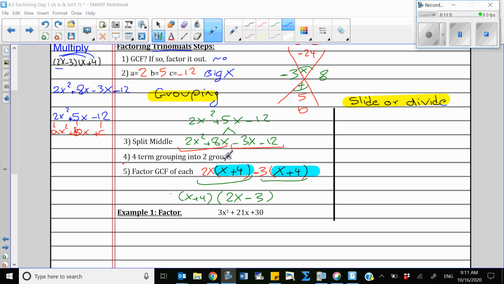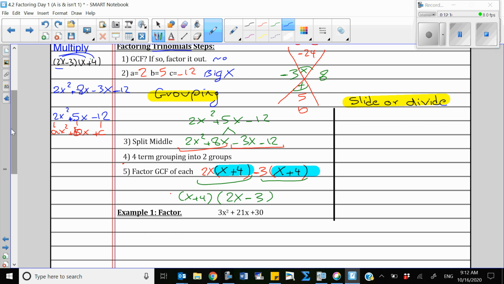The method that I just taught you is called grouping. So this is one method that we can use to factor a trinomial. There's also another way to factor a trinomial, which is kind of faster and easier. So I'm going to teach you this one as well. You can choose any of them that you are more comfortable with.